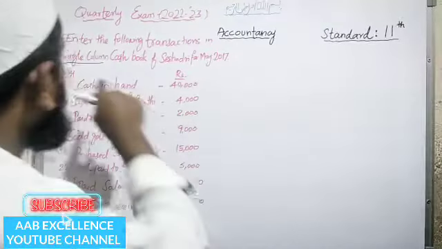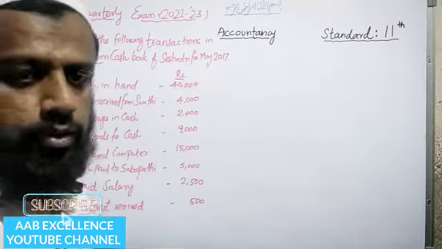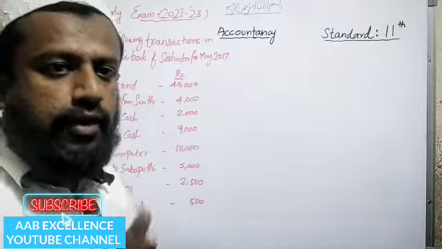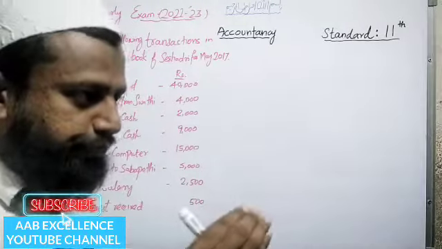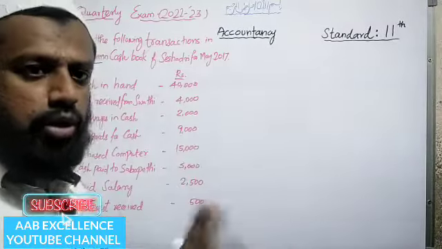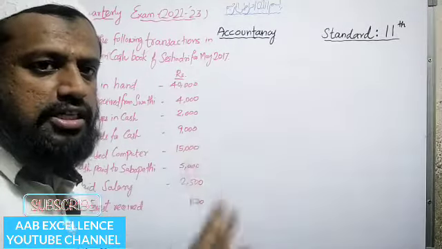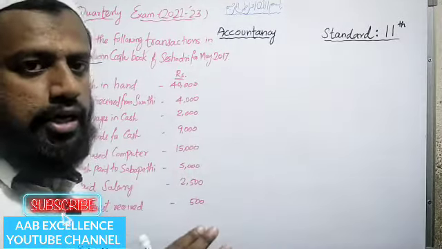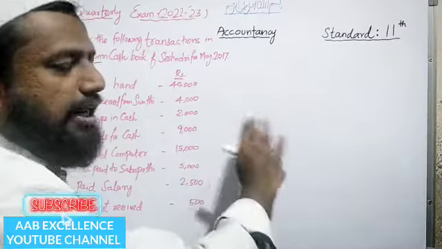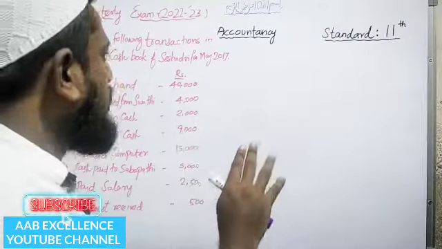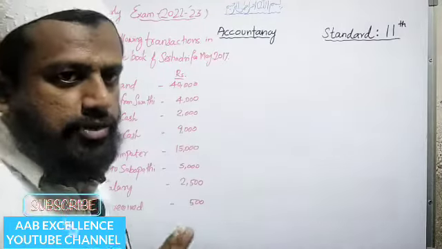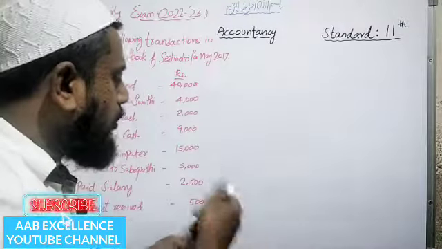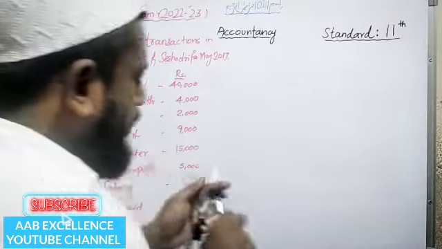We should follow the solution in a single column cash book. Okay, students, so what is a single column cash book? A single column cash book is nothing but receipts and payments. Only one column, either receipt or payment, we should record. A single column cash book or simple column cash book may also be asked. So we are going to the solution.